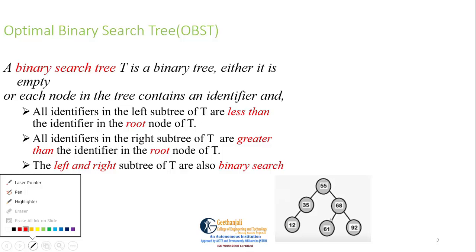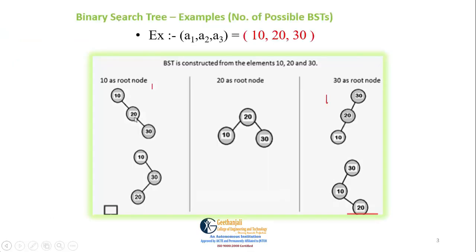Okay, so again if you take the left subtree, the left subtree contains 35 and 12, which is again a binary search tree. The left subtree is also a binary search tree with the root 35, and the left subtree of 35 is 12. Okay, so recursively the definition is applicable. It is already covered in your previous class.